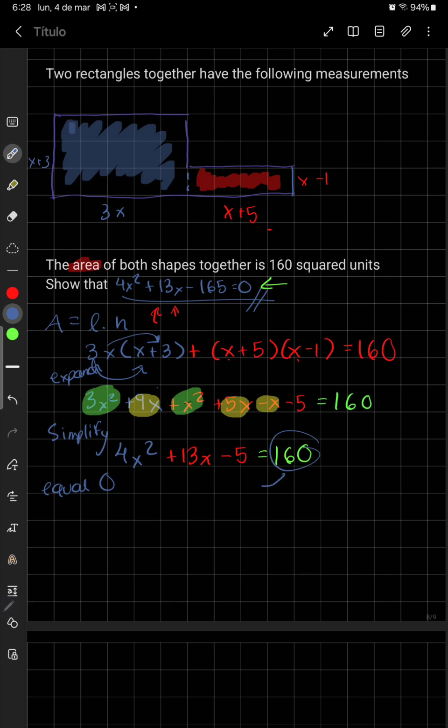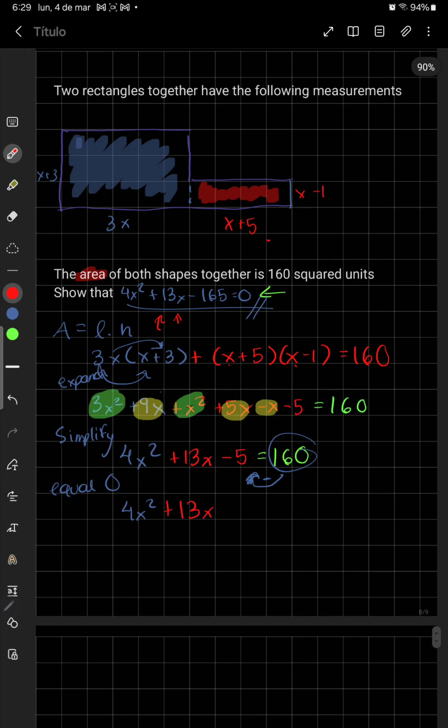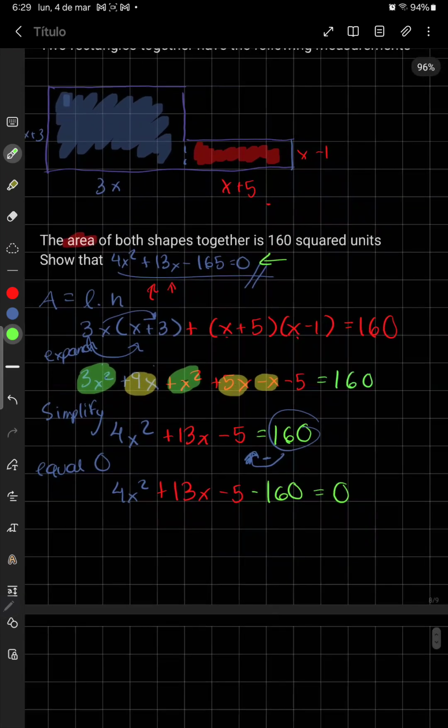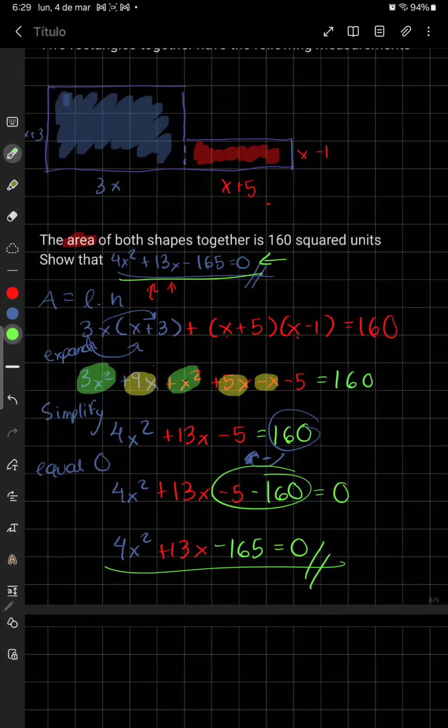So this goes to this side. It was positive, so it goes to the other side as a negative. So it would be 4x squared plus 13x minus 5 minus 160 equals 0. And now we can simplify this too, and then we get our final answer: 4x squared plus 13x minus 165 equals 0. This looks exactly like this, which means it is right.